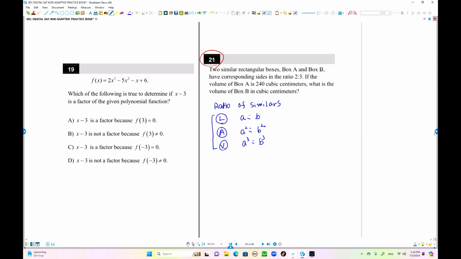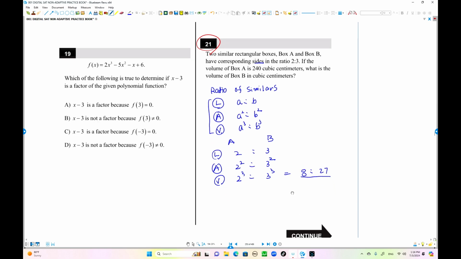So, box A, box B. The corresponding sides are always, okay, the ratio of the lengths is the corresponding sides, 2 to 3. Okay? The area is what? 2 squared to 3 squared. The volume is 2 cubed to 3 cubed. This is the volume, right? It should be 8 to 27, the ratio of the volumes.